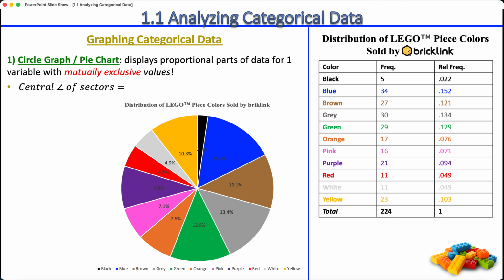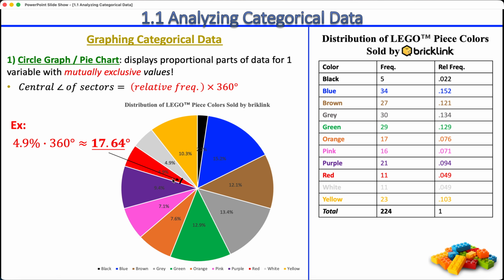But for what it's worth, if you think all the way back to your geometry days, consider how each of these sectors is a fraction of the circle. And if we want to find that fraction of a circle, well, really it's going to be the relative frequency of the entire sample set, right? It's whatever proportion of 224 we're dealing with. So given that the central angles of the circle all add up to 360 degrees, it's just that relative frequency times 360. So for example, the red is 4.9% of all of the pieces here.